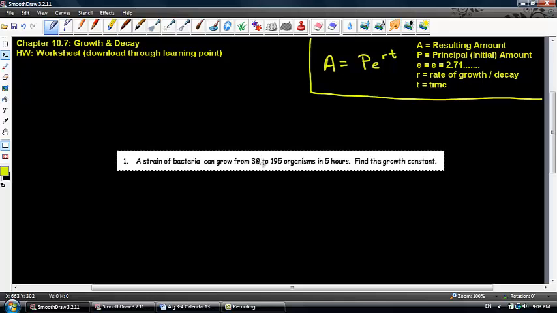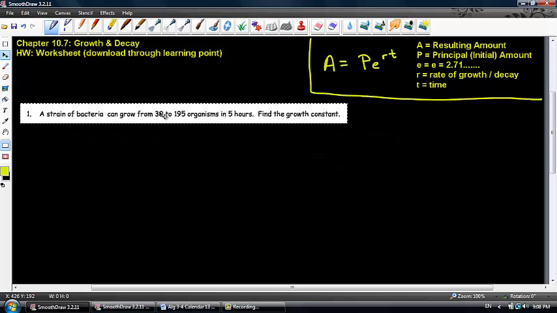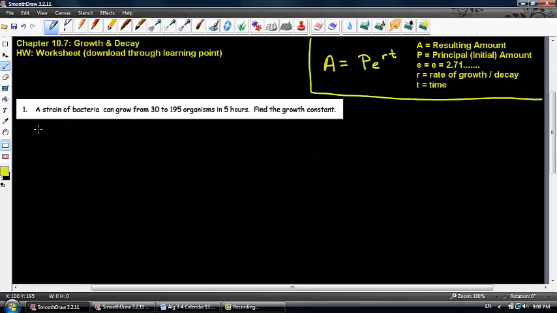The first problem is number 1, and it says a strain of bacteria can grow from 30 to 195 organisms in 5 hours. Find the growth constant. Let's break this problem down a little bit. I'm going to underline this as I go. A strain of bacteria can grow from 30 to 195 organisms in 5 hours. So the first sentence is done.